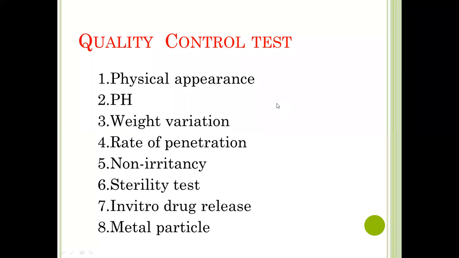So sterilization is a process in which, to prevent bacteria and microorganisms in the ointment, a sterility test is done to check if they are present or not. So sterility test is to be done by using autoclave, hot air oven. There are different methods used for sterility testing.